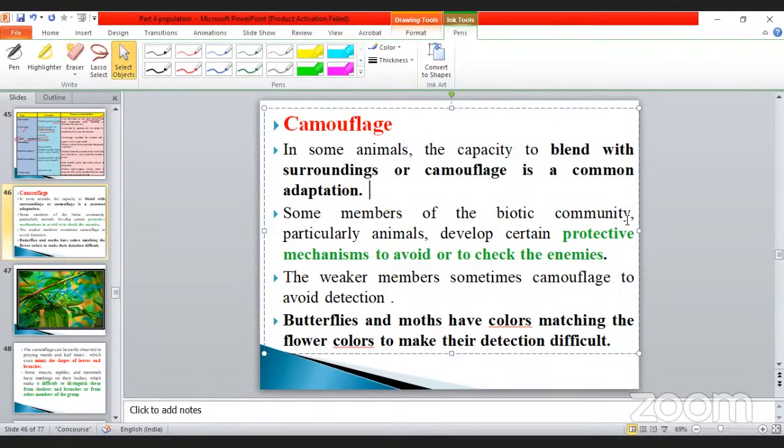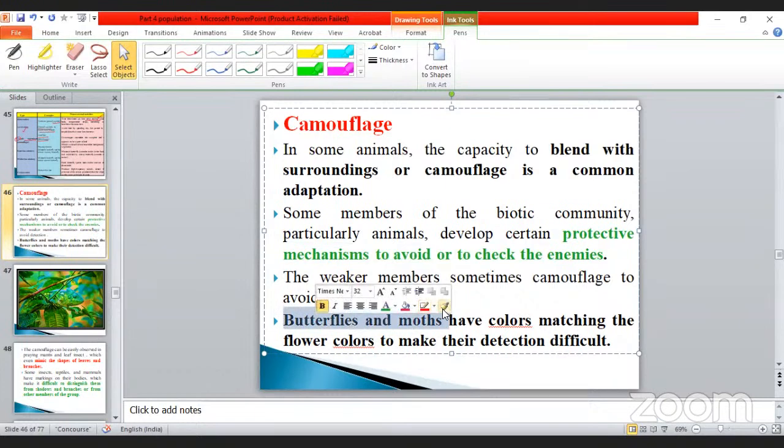Some members of the biotic community, particularly animals, develop certain protective mechanisms to avoid detection by enemies. The weaker members sometimes camouflage to avoid detection. Butterflies and moths have colors matching the flower colors to make their detection difficult. Okay, so here some of the butterflies and moths also, already we discussed so many moths.